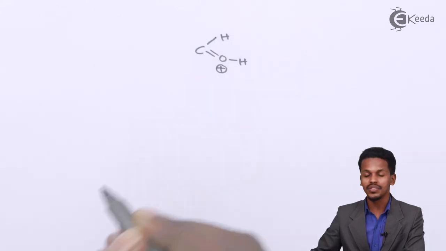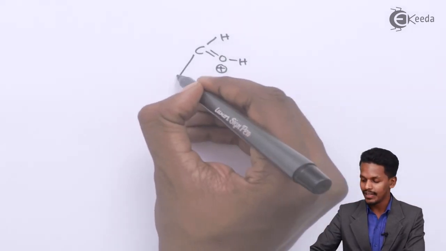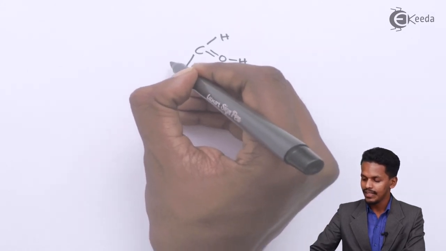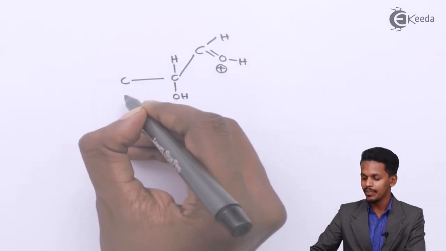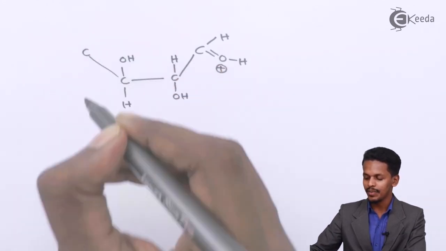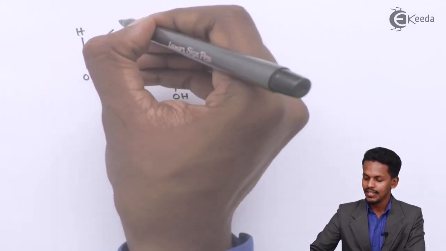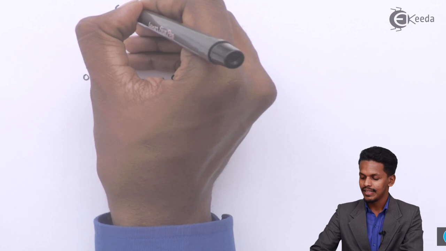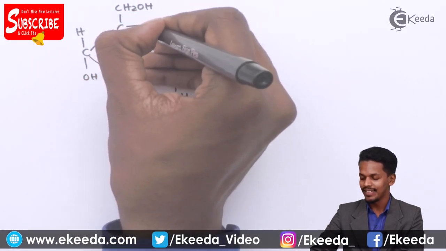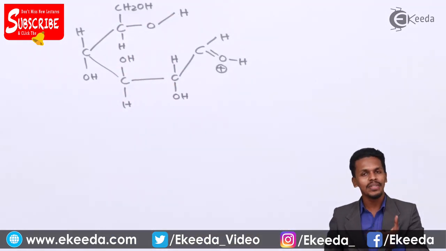So therefore this will be a positive charge oxygen atom, and talking about the rest of it, it will be the same as the previous structure. So here there will be OH, here there will be H. Talking about the next carbon atom, here there will be H, here there will be OH. For the next carbon atom, here there will be OH, here there will be H. This carbon will consist of CH2OH, H over here, and this is nothing but OH. So this is how we can write it.